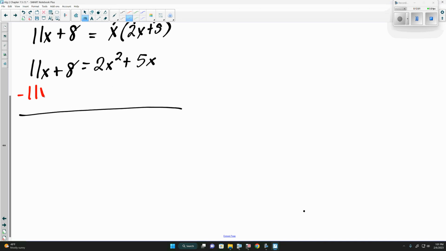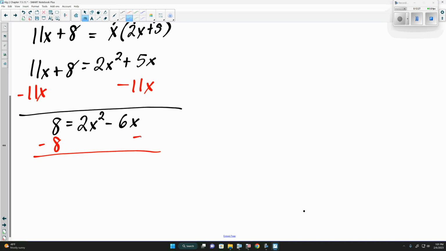Because if we go on and subtract 11x from both sides, the left-hand side will be 8 is equal to 2x squared. Well, 5x minus 11x is negative 6x. So that just means we can't use the square root method, where the x squared by itself, we take the square root of both sides. It also means that we're definitely going to need to get this equal to 0.